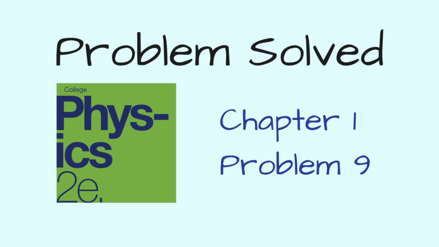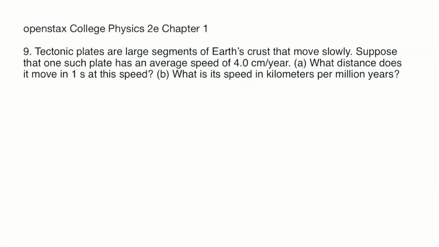Welcome. In this video, we are going to take a look at problem 9 from chapter 1 of College Physics 2E by OpenStax. In this problem, we have tectonic plates. They are large segments of Earth's crust and they move slowly. We're going to suppose one such plate has an average speed of 4.0 centimeters per year.